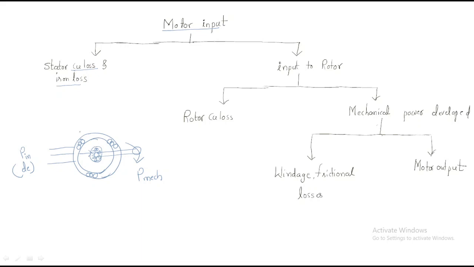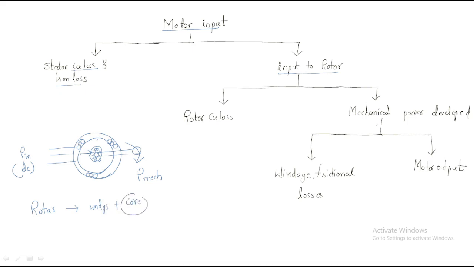Copper losses mean the stator is made with windings, that's why it has copper losses. The stator also has a core, and due to the core flux there are some losses, the iron losses. After the loss, the power enters the rotor as its input. The rotor also has windings as well as a core.